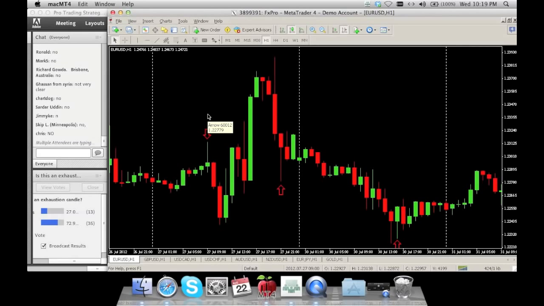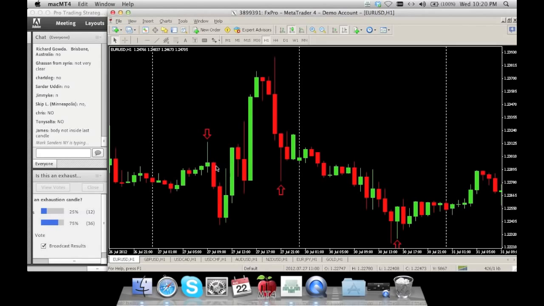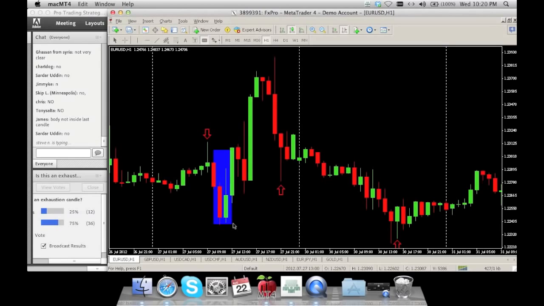Stick to the rules. Stop looking at the candle next to it and seeing that it fell, so it's an exhaustion. You cannot see this in the future. What are the rules? Everything in this blue area you did not see. You cannot look into the future. When this candle shows up, do you know if it's an exhaustion or not? Okay, body is not inside the previous candle. There you go. It's an invalid exhaustion. Leave it alone.